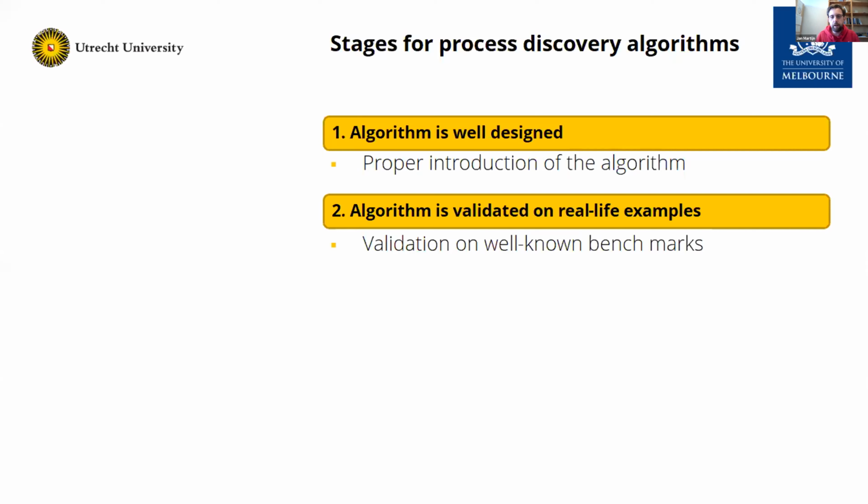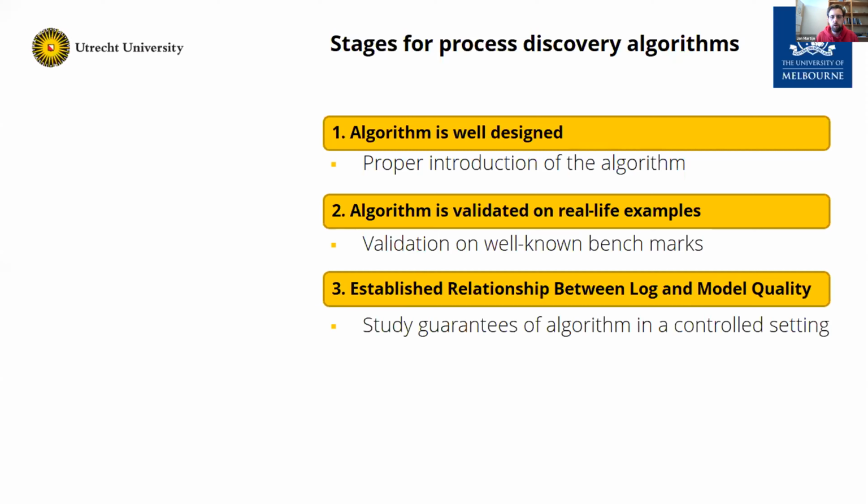So we do validation. But the next step that we would like to see is more: what is the relationship between log and model? Do we know when our algorithm gives a good result and when it will give a worse result? Do we know what the relation is between those? How can we study this? And actually, if you start looking into papers and into what the algorithms are doing, then this is a stage that we are not yet at with process discovery. So can we study this? How can we give these types of guarantees?